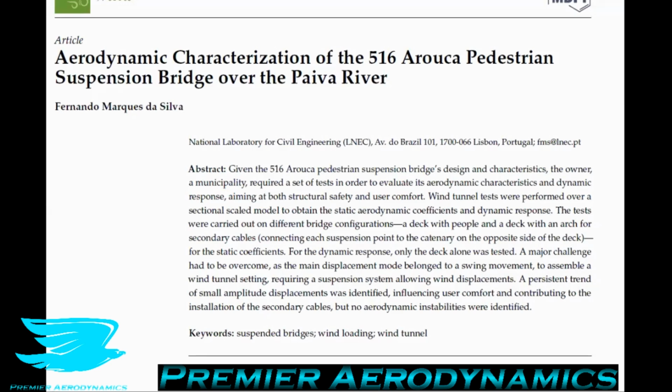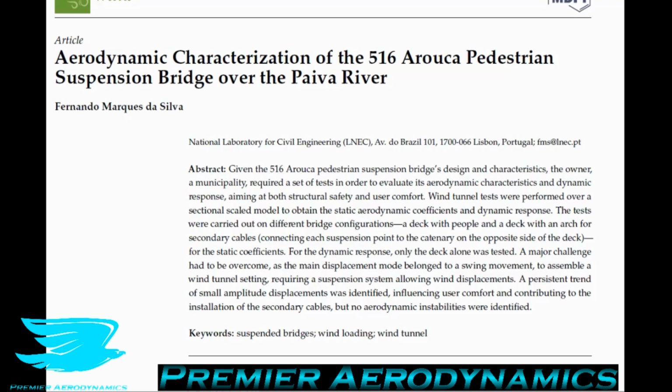Welcome to Race Course number 97, and today we're talking about the aerodynamics of suspension bridges. In particular, we're talking about the aerodynamics of one particular suspension bridge called the 516 Arouca pedestrian suspension bridge over the Paiva River. The reason we're looking at this is because there's a history of bridges collapsing because of various aerodynamics exciting certain frequencies in them. And we'll cover them as well.